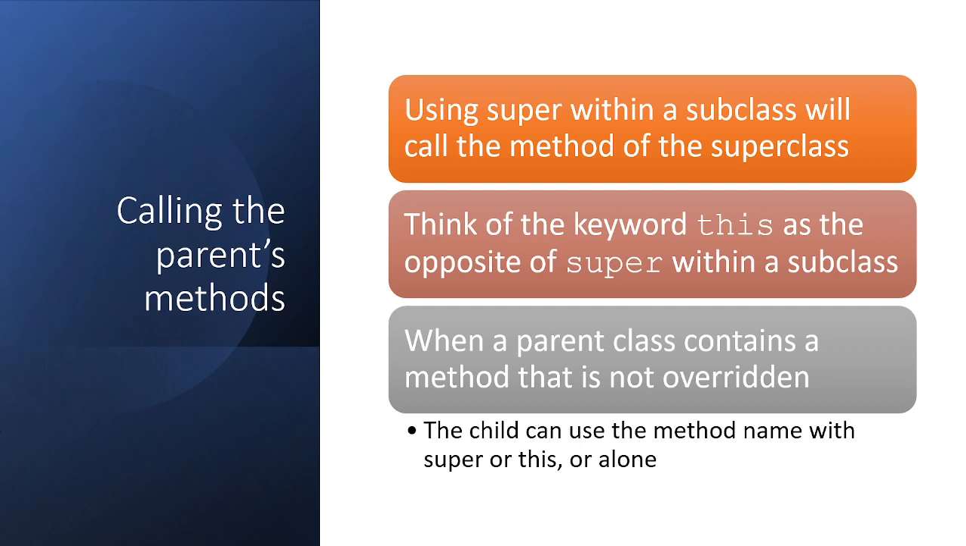Think of the keyword this as the opposite of super within a subclass. When I use the keyword this, I'm referring to this object, the object that has the script attached, the object that's been created, as it were. And when I call super, I'm looking to the parent, and I'm saying, hey, what are you doing, or what do I need to do with you? When a parent class contains a method that is not overridden, the child class can use the method name with super or this, or just not use either keyword, and it's going to work.